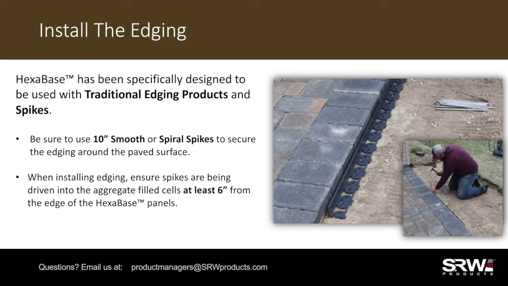Also, when installing the edging, ensure the spikes are being driven into aggregate-filled cells at least 6 inches from the edge of the HexaBase. After the paver edging has been installed and secured with spikes, typically every 1 to 2 feet, finish the installation by compacting the pavers, making sure to either use a rubber pad on your compactor or a sturdy woven fabric like SRW Products SS5. This will protect the surface of the pavers from being scratched. Lastly, install the jointing sand, either conventional or polymeric sand, according to the manufacturer's instructions.